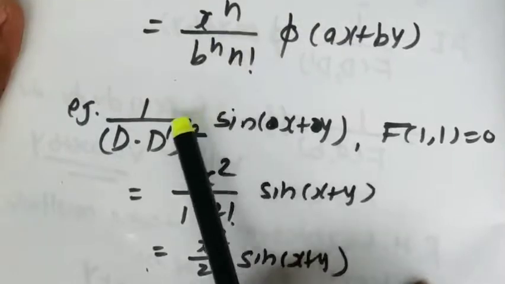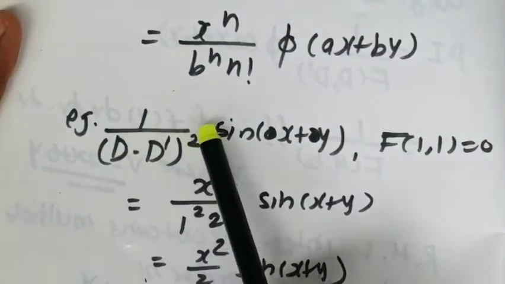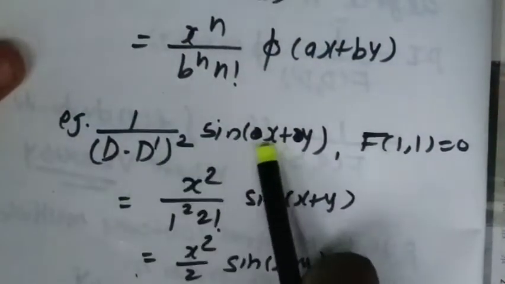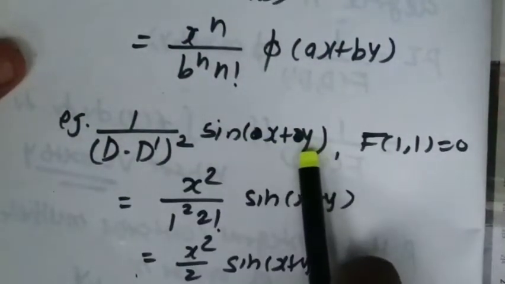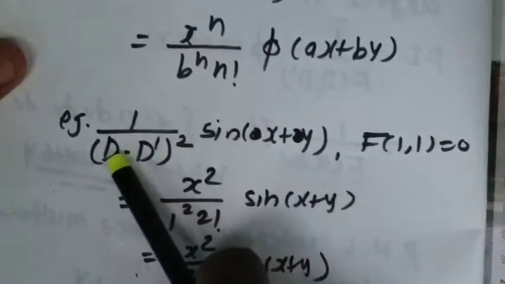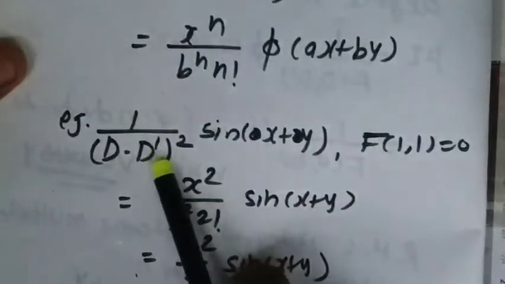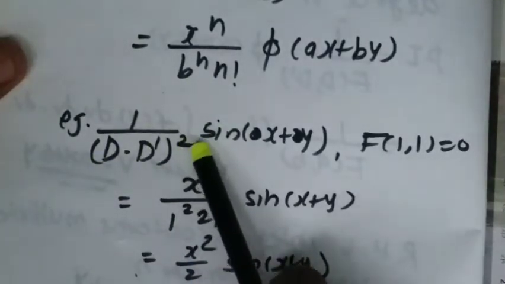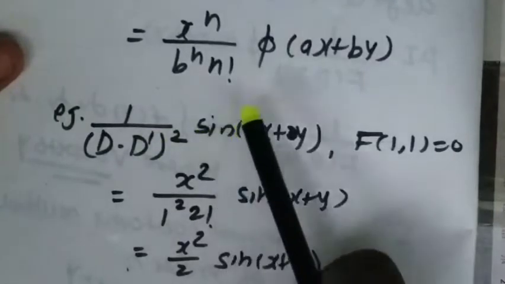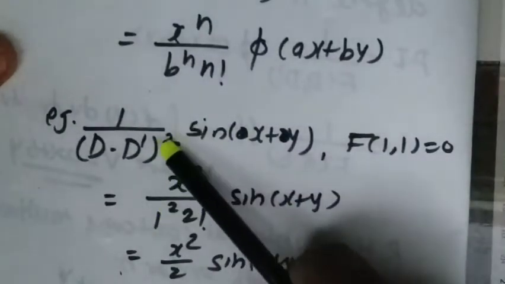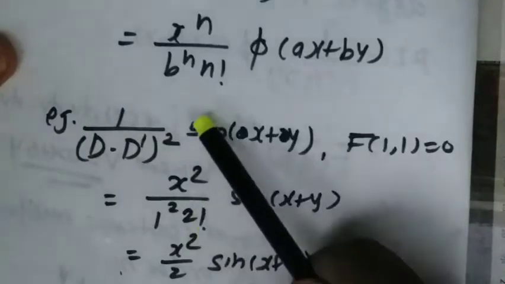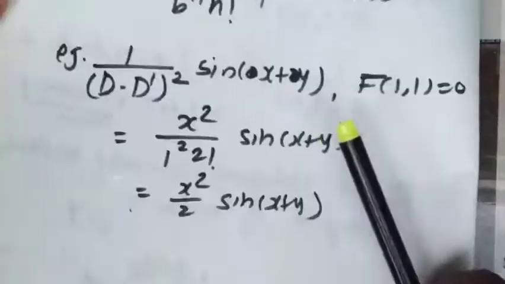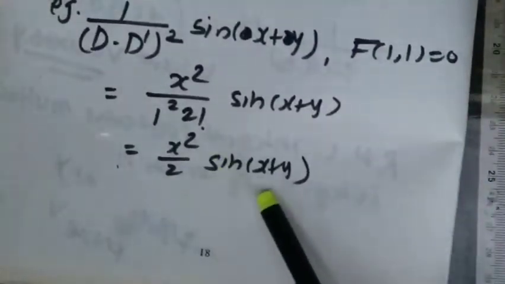For example, one example I have written here: if you have 1 upon d minus d dash whole square, this is your f of d comma d dash, and your values of a and b are 1 and 1, since sin of x plus y is there. If you replace d by 1 and d dash by 1, 1 minus 1 will become 0. So here f of a comma b is becoming 0, and this factor is repeated 2 times. By this formula it will be x raised to 2 upon 2 factorial into b raised to n. B is 1, so 1 raised to 2 into sine of x plus y as it is. So that will give us directly the particular integral as x square by 2 sine of x plus y.